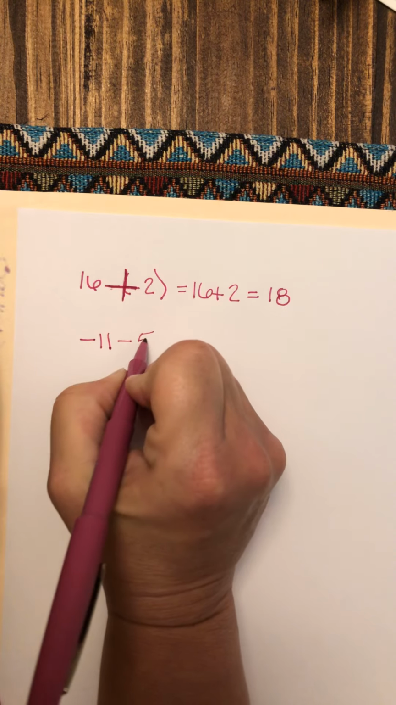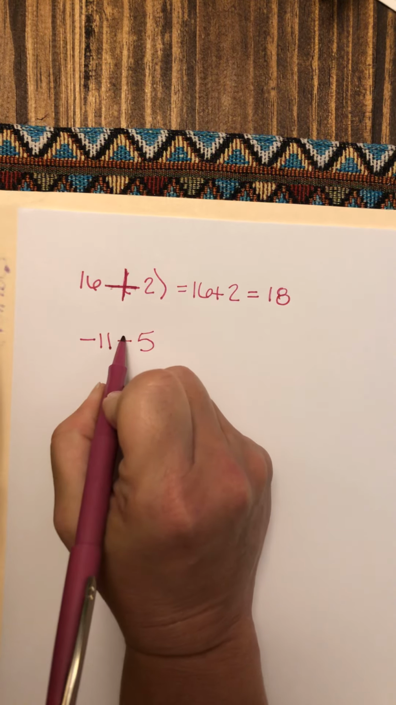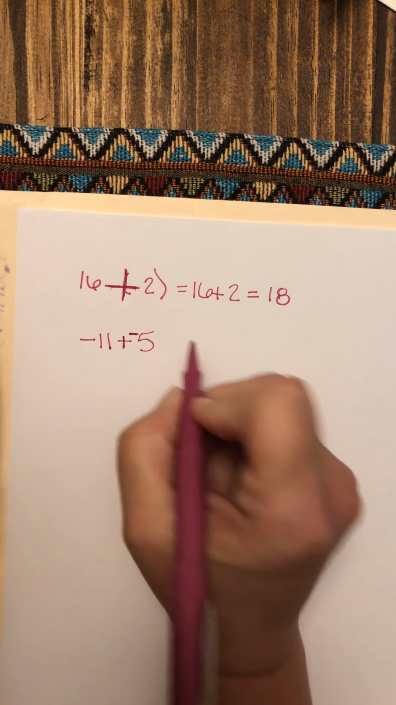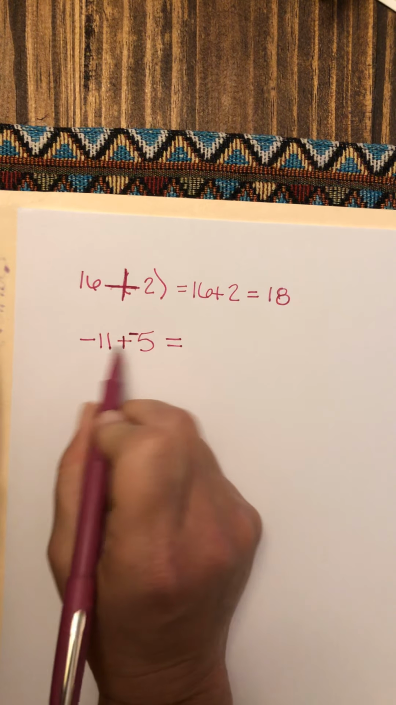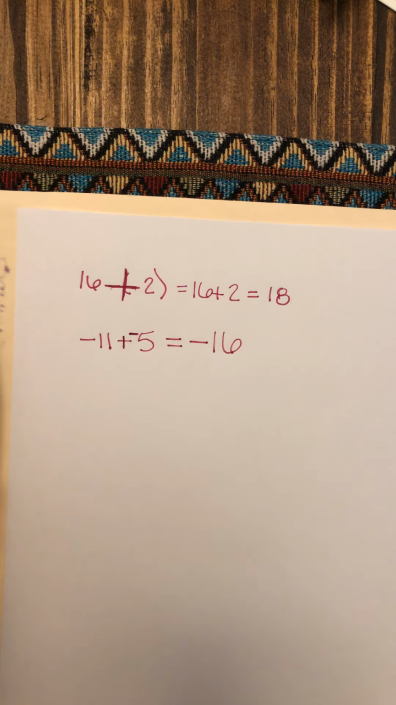The next one I have is -11 minus 5. So I have a -11, and I'm going to do the opposite of positive 5, which is -5. So I can plus negative. Now I have the same sign, so I'm going to add and keep the sign.